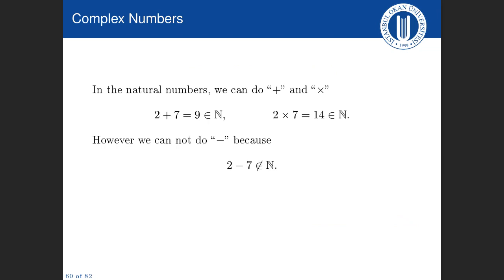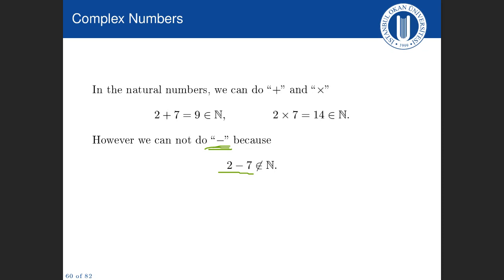In the natural numbers, we can do two things. We can do plus and we can do multiplication. By that I mean, if we take two natural numbers, for example 2 and 7, if we add them together, we still have a natural number. If we do natural number multiplied by natural number, then we have a natural number. But as we learned when we were small children in our first school, we can't always do subtraction in the natural numbers. Sometimes, if we do natural number minus natural number, we don't get a natural number.